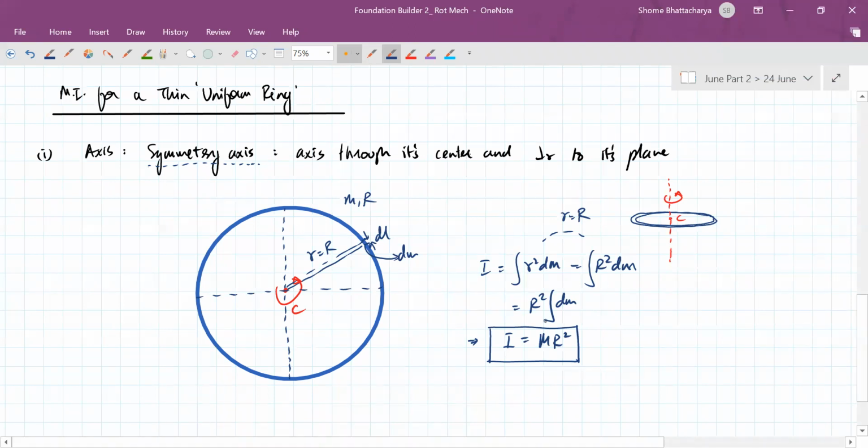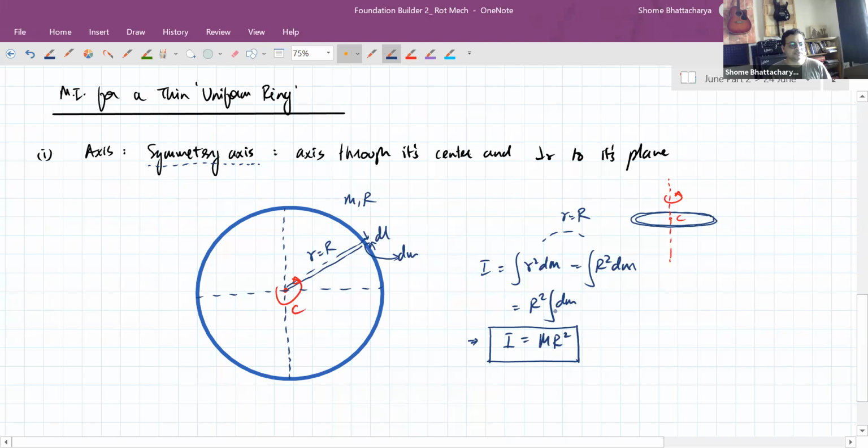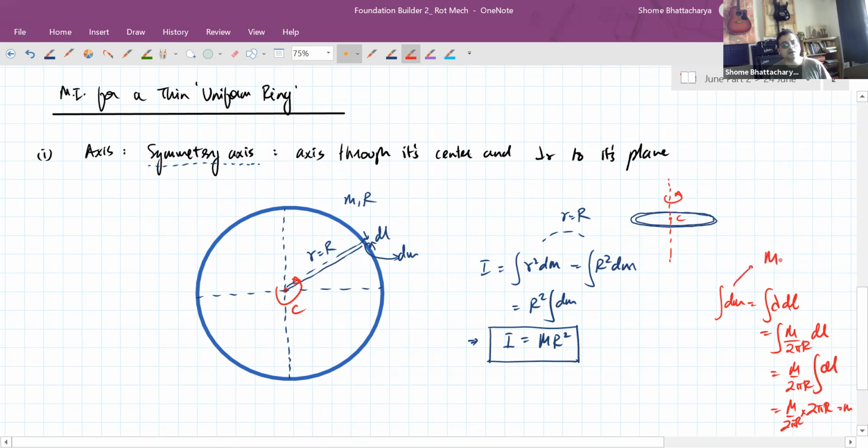Yes, sir. Because dm is not accompanied with anything else. Capital R square is a constant, it comes out. We don't need to write it as anything else. This integration of dm is just the total mass. You can write it further like this: integration dm as integration lambda dl. That will become m upon 2 pi r into integration dl. This is again a constant, m upon 2 pi r. Integration dl is nothing but the total length, so it will be m by 2 pi r into 2 pi r. So this step is unnecessary over here, because you anyway know that this is nothing but the total mass. So it should be m.